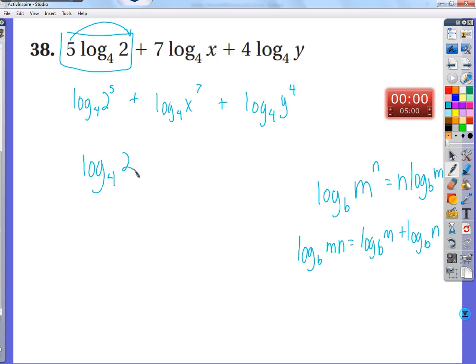2x. 2 to the 5th, right? This thing, 2 to the 5th, times this thing, x to the 7th. Or this could be 32x to the 7th, because 2 to the 5th is 32. Add log base 4 of y to the 4th, which would just be times. Now we've got 32x to the 7th times this other thing, y to the 4th. So log base 4 of 32x to the 7th, y to the 4th. You take that and multiply it by that.